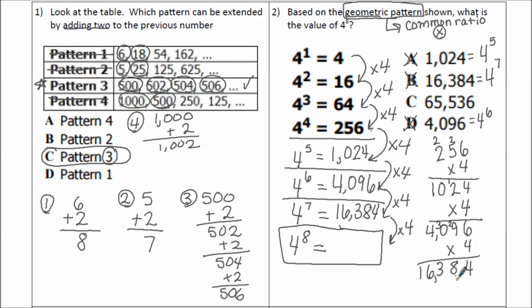We need to multiply by one more 4. 4 times 4 is 16, 4 times 8 is 32, plus 1 is 33, 4 times 3 is 12, plus 3 more is 15, 4 times 6 is 24, plus 1 is 25, 4 times 1 is 4, plus 2 is 6, and we get 65,536. And that is equal to 4 to the 8th power, or answer choice C.